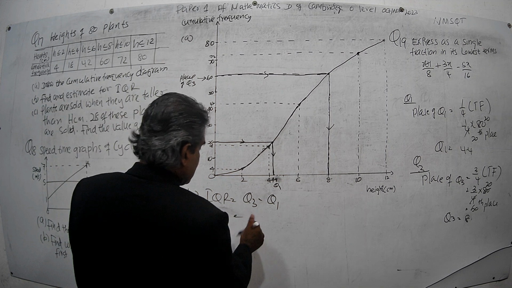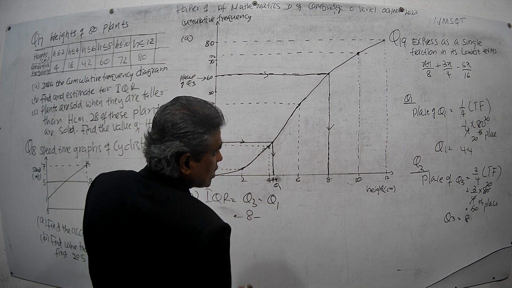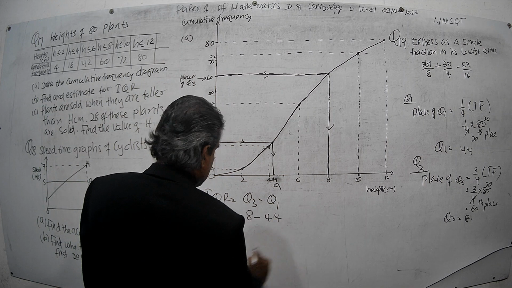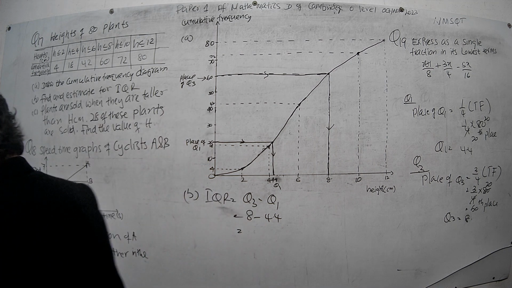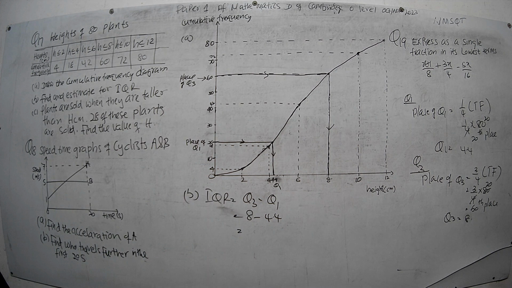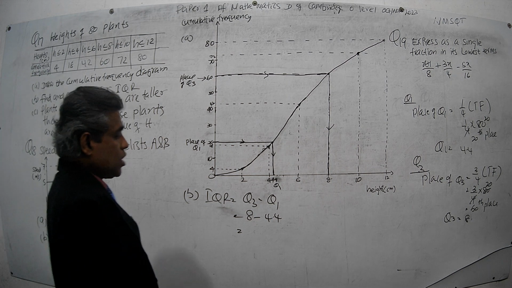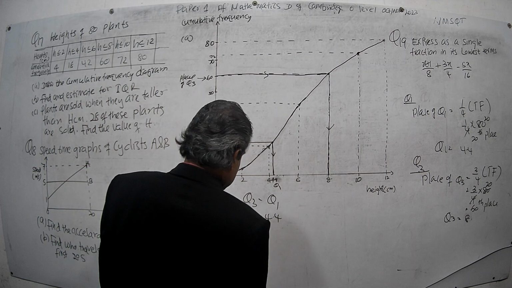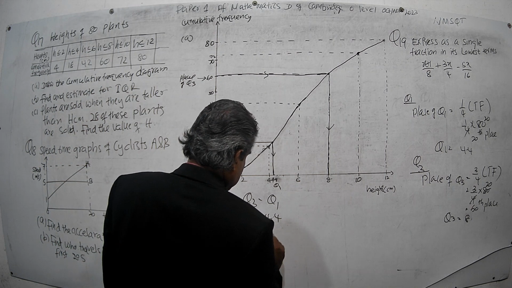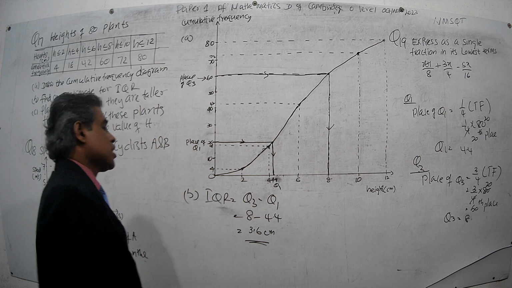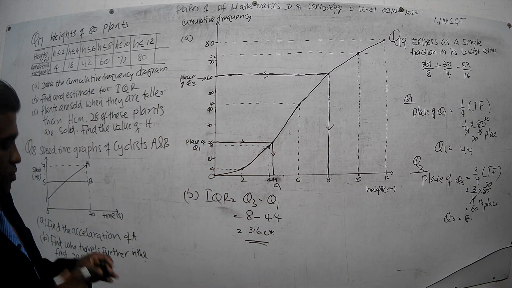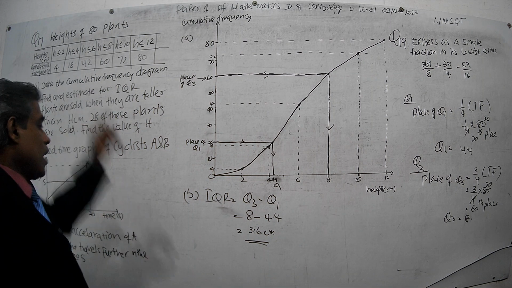Then Q3 is 8, minus Q1, how much? 4.4. Then substitute. Okay, now 8 minus 4.4, that is 3.6 centimeters. That is the interquartile range of the heights of plants.